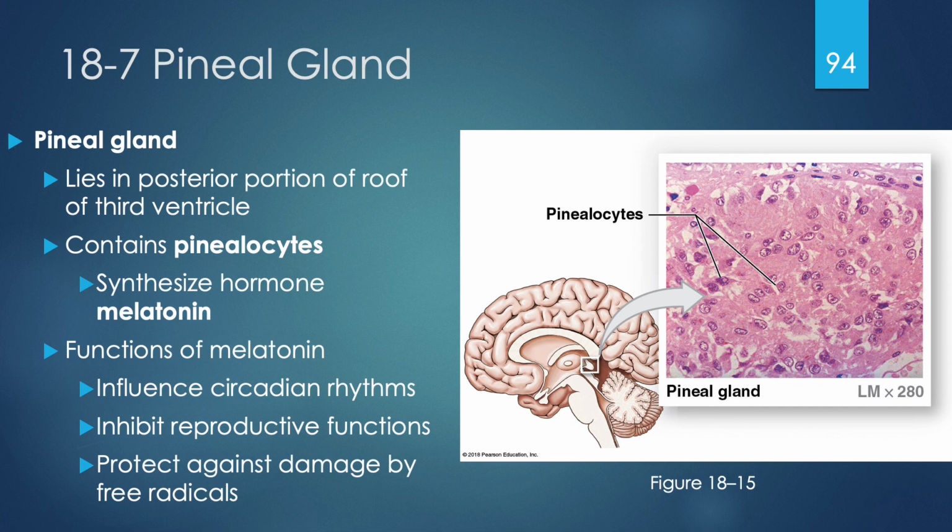And then lastly, another effect of melatonin is that it protects against free radicals. Free radicals such as nitric oxide or hydrogen peroxide can be really damaging to neurons. So melatonin functions as a very strong antioxidant to protect those cells.